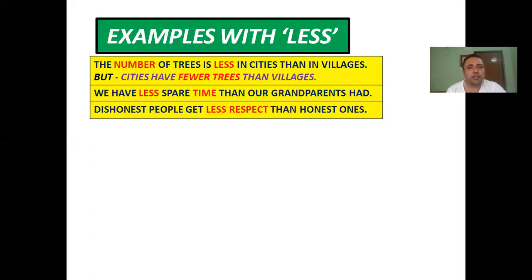We have less spare time than our grandparents had. If you are comparing your grandparents' time with that of yours, you can use a sentence like that. Less time. Time is uncountable in English. Remember, you can count hours and minutes, but time is uncountable in English. Dishonest people get less respect than honest ones. Respect is an abstract noun, so that will take less. So, do you have any idea about where to use fewer now? Think about that for some time while I take a very short break.